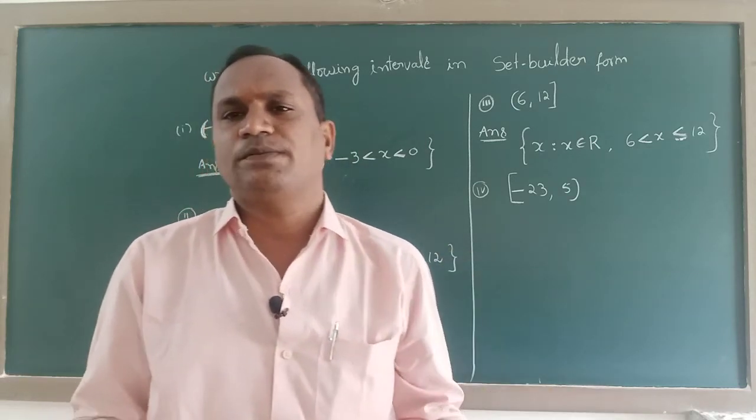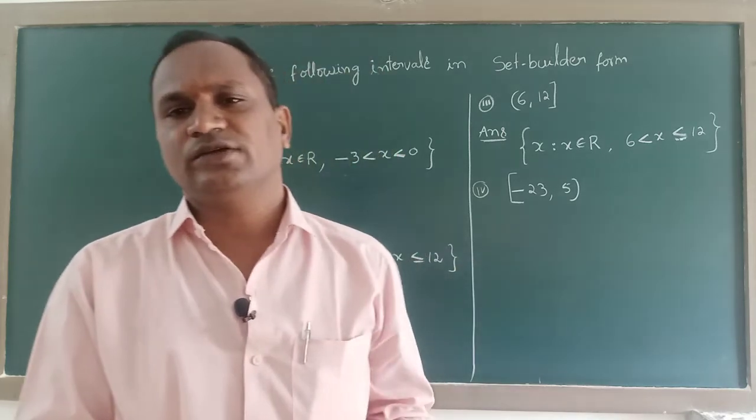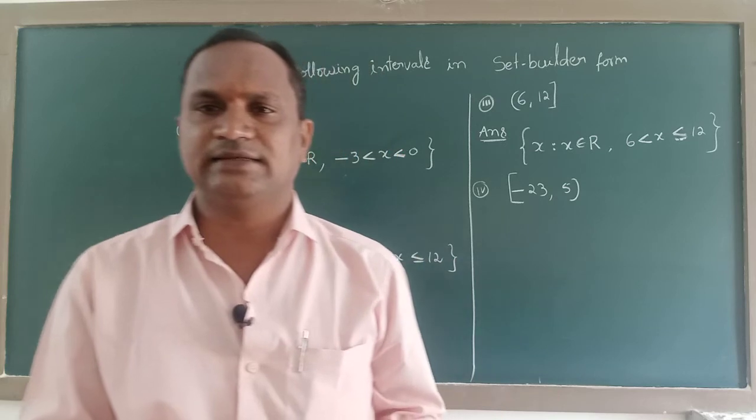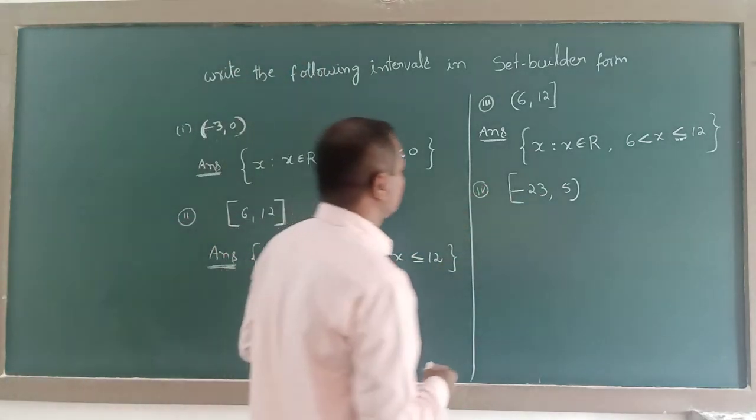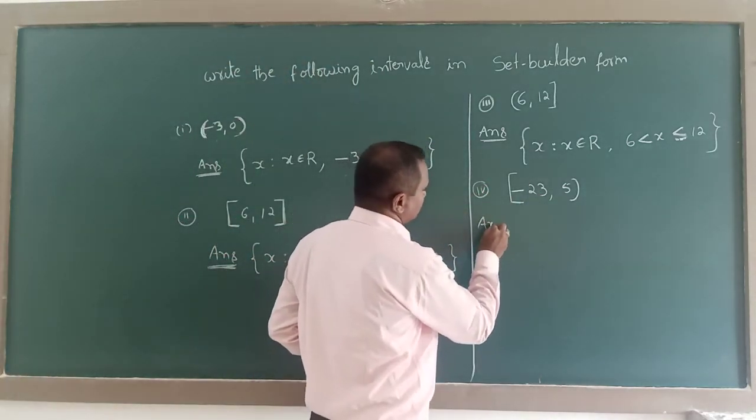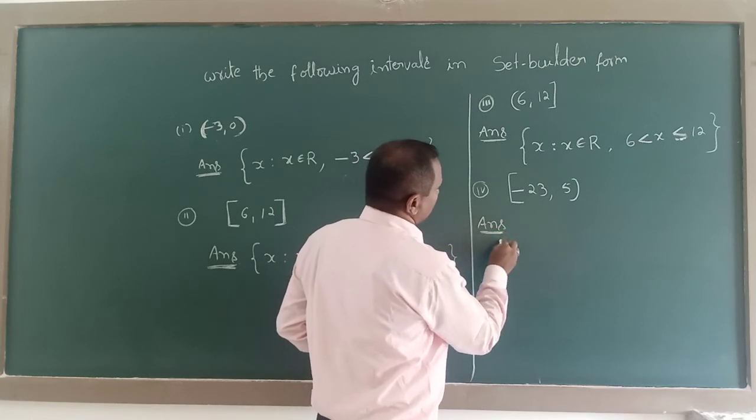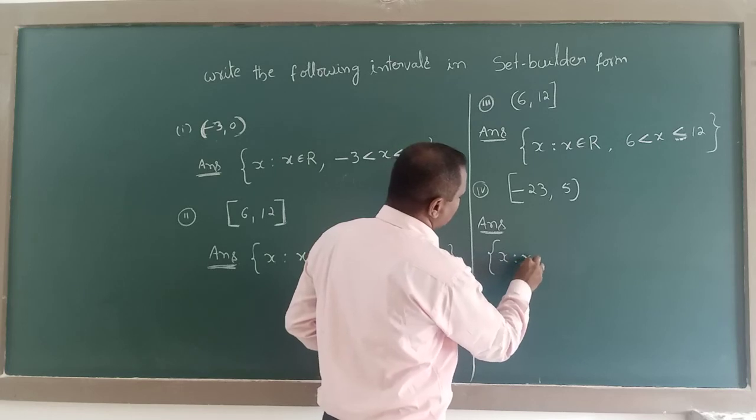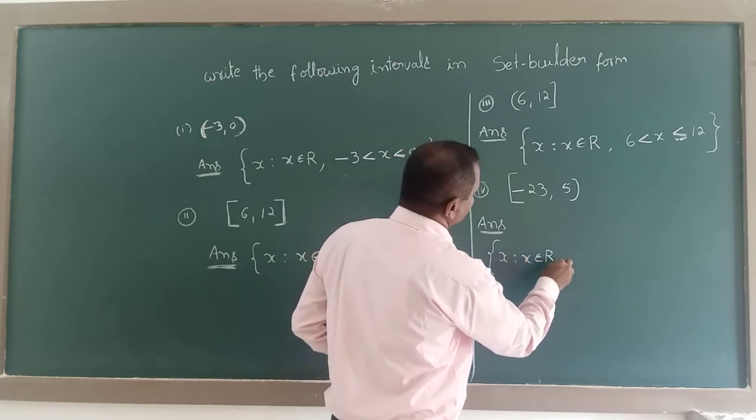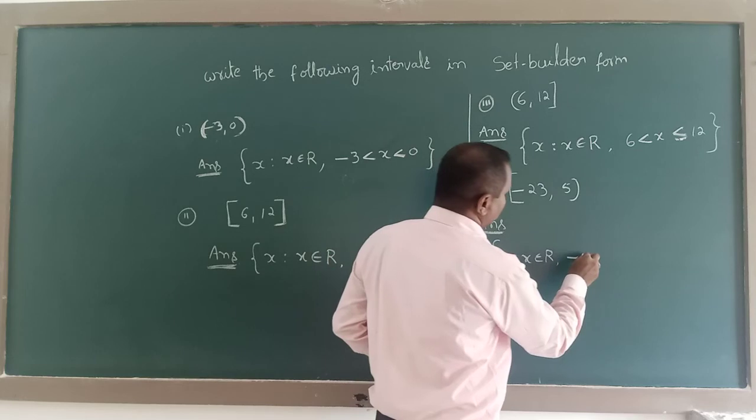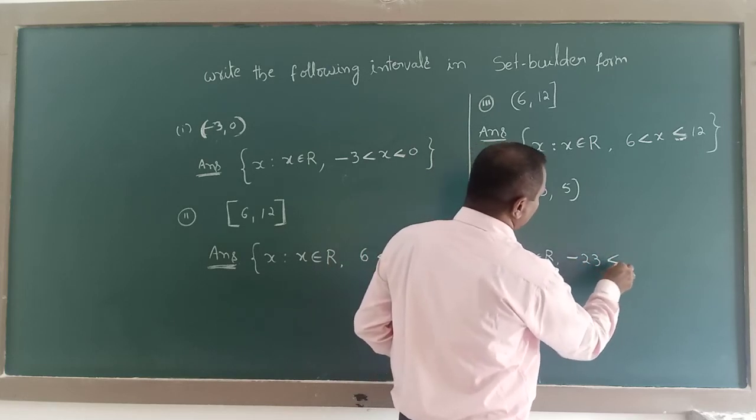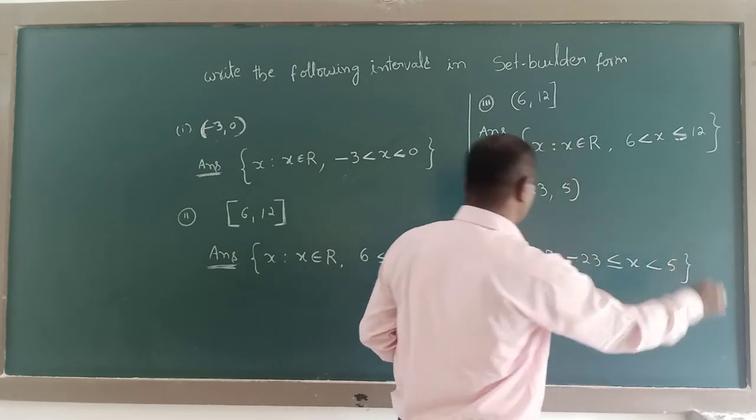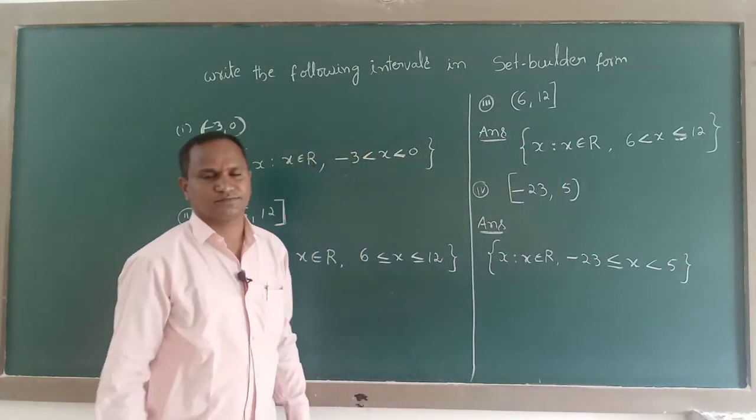Whichever side has a curve shaped bracket, to that endpoint side we must represent with the symbol strict less than. I will show now. Answer for this question is the set of elements x such that x belongs to capital R, real numbers, comma, minus 23 is less than or equal to x, and x is strictly less than 5. That's the answer for this question.